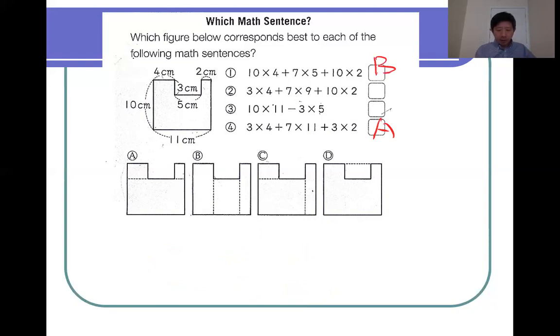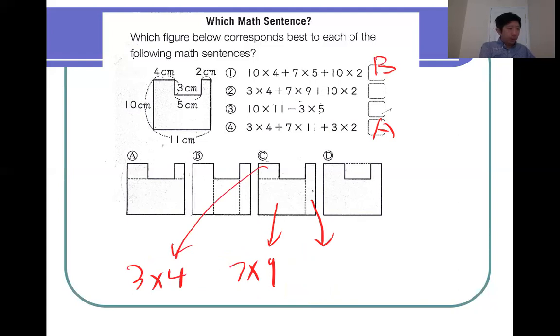Now what about C? C actually, this piece is 7 by 9. Now what about this one? This one is a 3 by 4. This one is how many? All right, we did this before, 10 by 2. So which one is our answer for C? C should be this one, right?